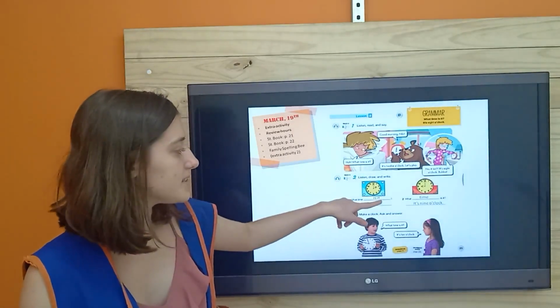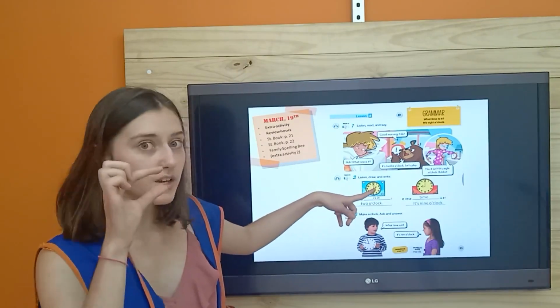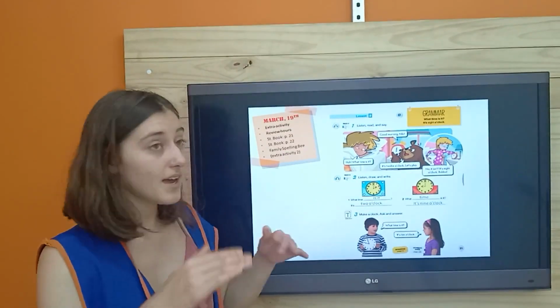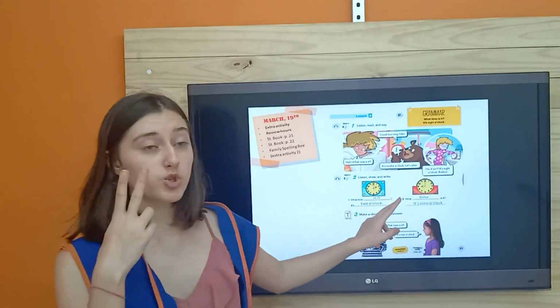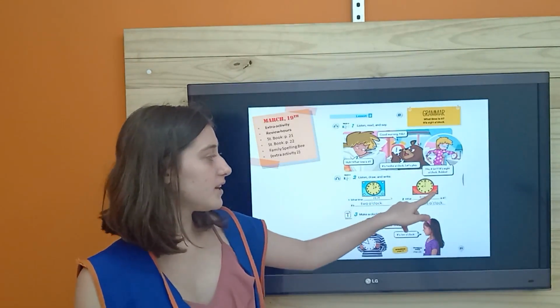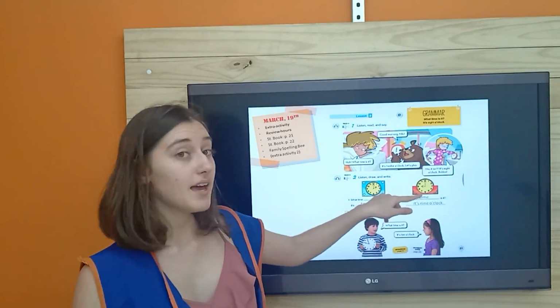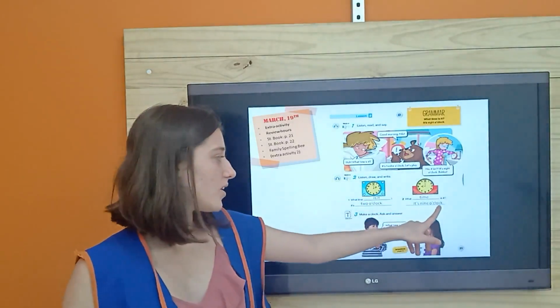What time is it? It's 2 o'clock. So the little pointer is at 2 and the big one is at 12, 2 o'clock. And number 2, what time is it? It's 9 o'clock. The little pointer is at 9 and the big pointer is at 12. Okay, it's 9 o'clock.